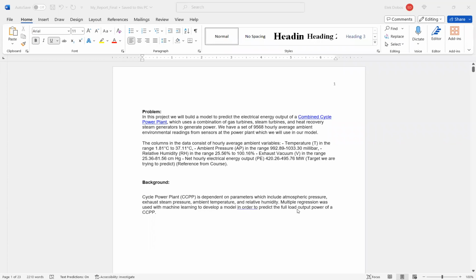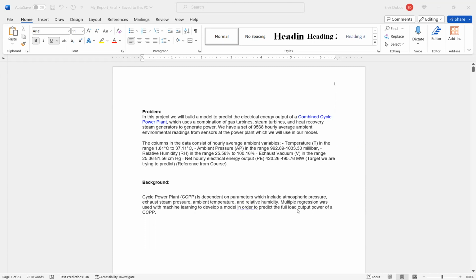I will discuss the combined cycle power plant problem that we've been presented with in our class. In this project, we will build a model to predict the electrical energy output of a combined cycle power plant, which will use a combination of gas turbines, steam turbines, and heat recovery steam generators to generate power. We do have a set of 9,568 hourly average ambient environmental readings from sensors at the power plant, which we'll use in our model.